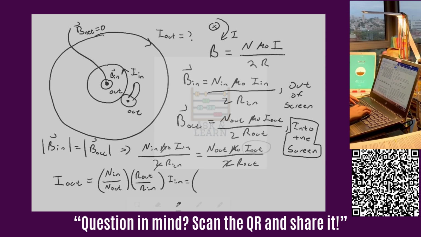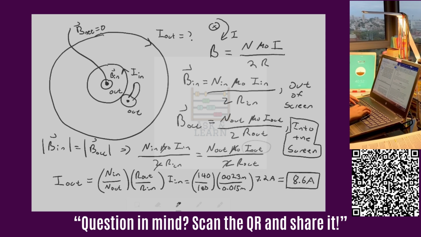So we plug all this stuff in. We have 140 turns in the inner loop, 180 turns in the outer loop. We have a radius of 0.023 meters in the outer loop, 0.015 meters in the inner loop, and the inner loop has a current of 7.2 amps. So in the end, overall, what does the outer loop current need to be in order to create a magnetic field at the center that cancels with the magnetic field created by the inner loop? Well, that current ends up being about 8.6 amps.